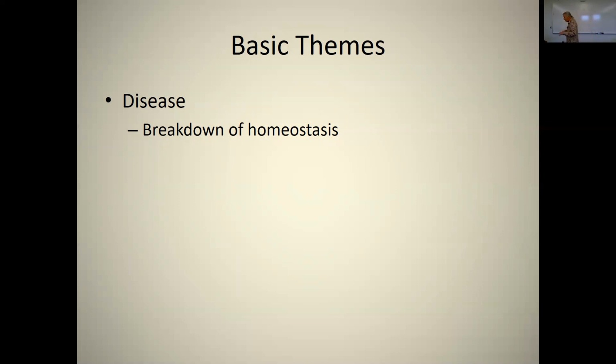Now, disease is a breakdown of homeostasis. Remember, homeostasis is the maintenance of a constant internal environment. If you let these homeostatic variables get too far out of whack, you end up with disease, right? So if body temperature is way too high, that's a fever. If body temperature is way too low, it's hypothermia. Fever is certainly a disease, but hypothermia could be considered a disease.